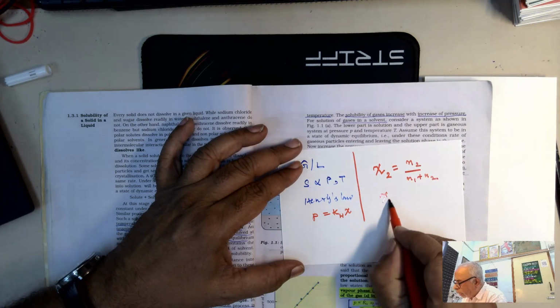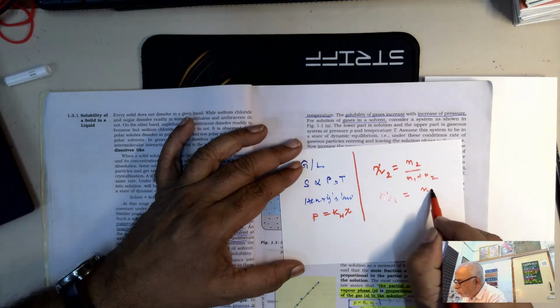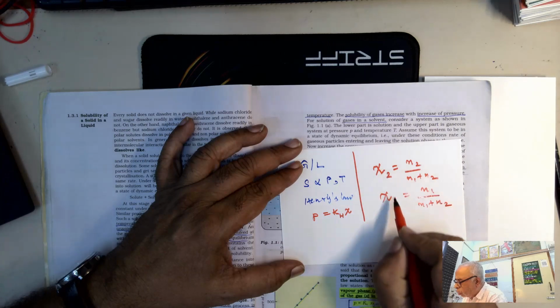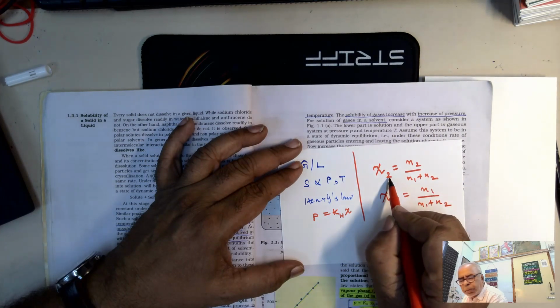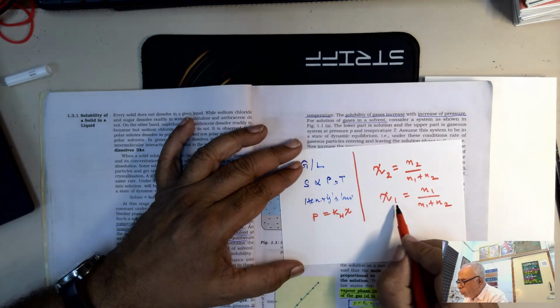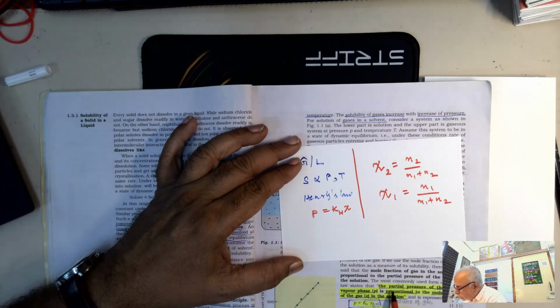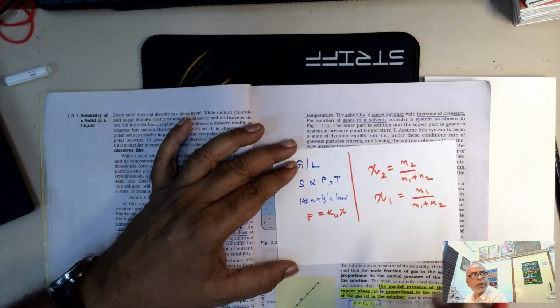And what about x1? x1 is n1 divided by n1 plus n2. What do you mean by 1 and 2? 1 represents solvent, 2 represents solute, because the solvent occupies the major portion, so we call it 1. Right. Now, in this case, the partial pressure of the gas in vapor phase. So, the partial pressure of the gas in vapor phase.